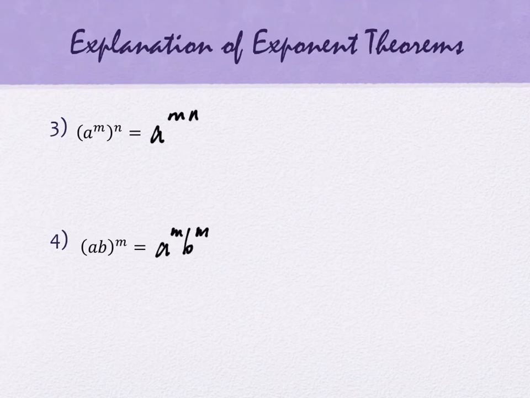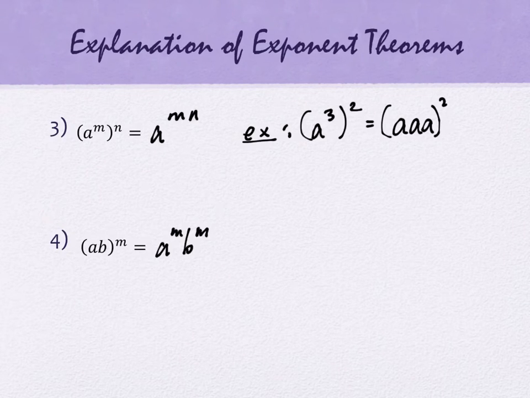All right, the next one. A to the 3rd squared is what we're going to do. So I have a cubed squared. So a cubed means a times a times a. And then squaring that means doing it twice. How many a's does that give me? 6. And again, how do I get 3 and 2 to become 6? I multiply. Yep.